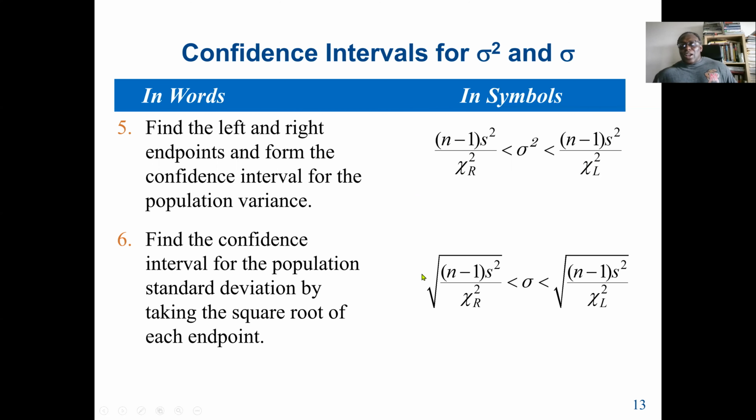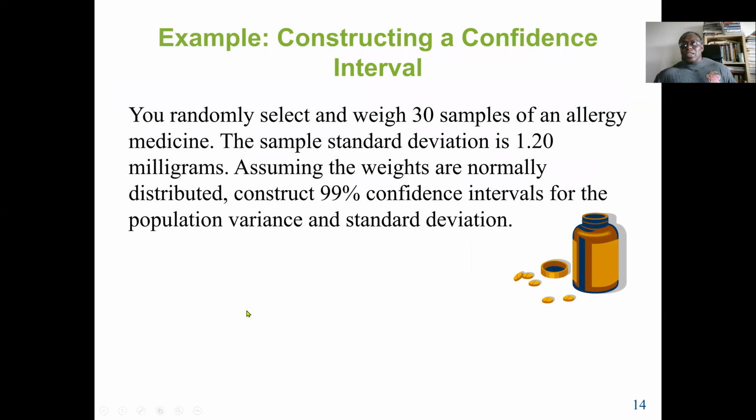Then after that, this is for variance. Now we find for the standard deviation. So standard deviation will basically be the square root of the variance value. So we square root both sides. And let's do one example, hopefully, and the example may help us more to understand this concept.